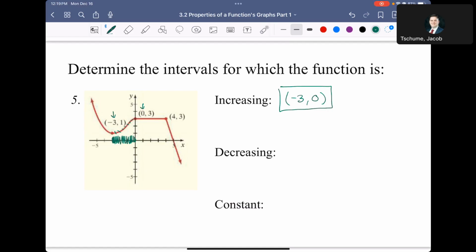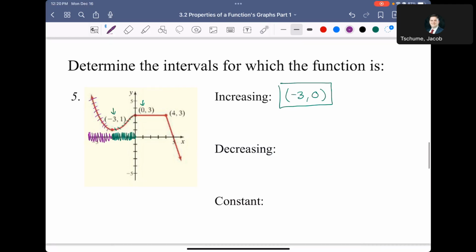All right. For decreasing, where's the graph going in a downward direction? Well, it looks like everything over here is obviously going in a downward direction, but also starting here from left to right.